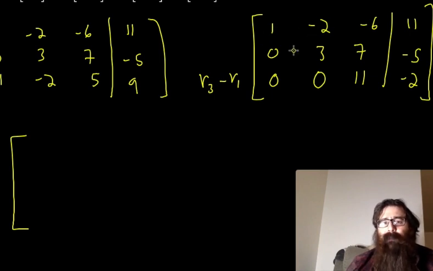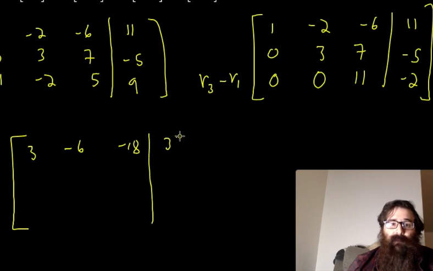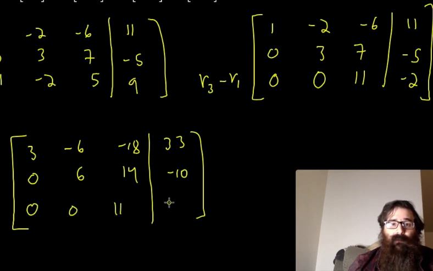I would scale up both of these rows. I would do 3 times row 1, and I would do 2 times row 2. And you'll see why in just a moment. So when I multiply everything in row 1 by a 3, I'm going to get 3, negative 6, negative 18, augmented with 33. I'll multiply everything in row 2 by a 2, so it gives me 0, 6, 14, negative 10, and I can just rewrite row 3.